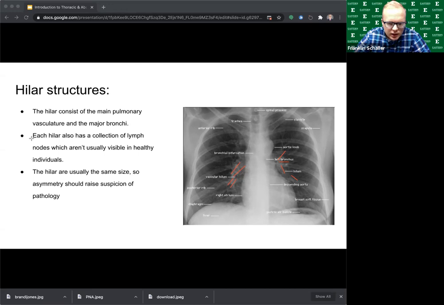So if you're noticing any asymmetry between the hilar, then that should raise suspicion of a potential pathology. For example, if there's bilateral symmetrical enlargement of the hilar, this is typically associated with the disease process sarcoidosis. Or if you're noticing unilateral or asymmetrical enlargement of the hilar, this could be due to an underlying malignancy. So just some things to be on the lookout for.